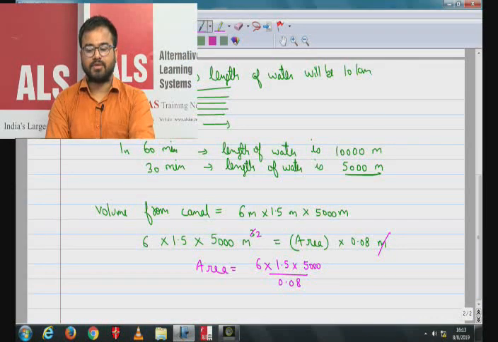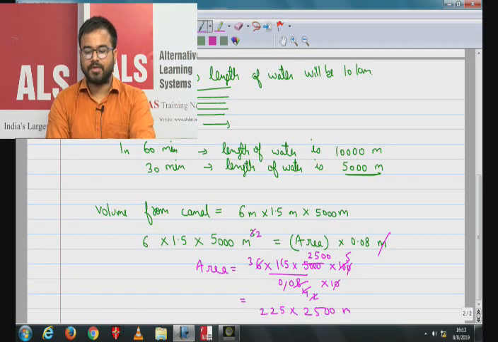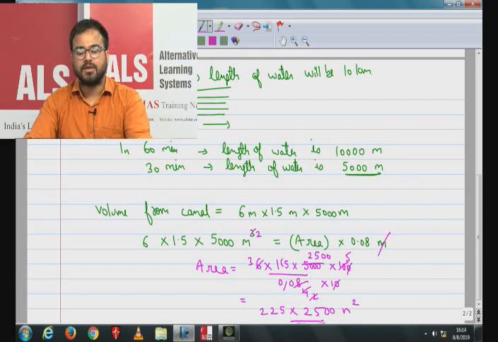Now you can simplify this one. That will be 100. If you remove this decimal, that will be 10. So now you can cancel out this one. So 2 three times and 2 four times. And this will be 2500. So it will be 45 into 5, 225 into 2500 meters square. You can simplify this one, and that will be the final answer for the area of the field.